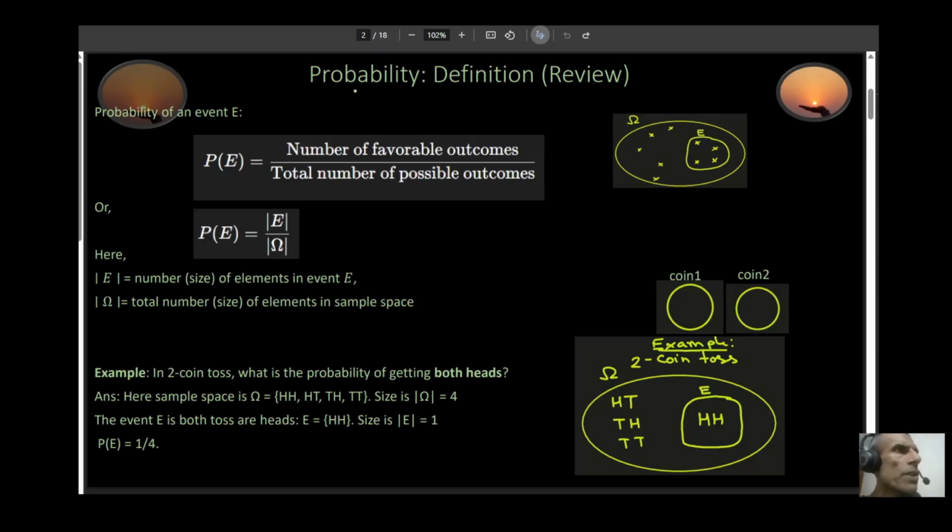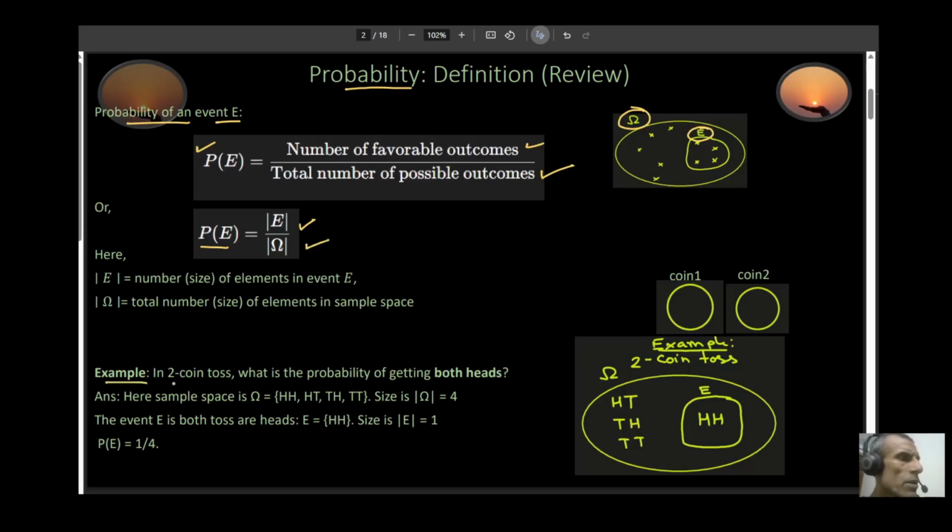So let's review the definition of probability real quick. The probability of an event E is defined by this expression. It is equal to the number of favorable outcomes divided by the total number of possible outcomes. If omega is your sample space and E is a subset of omega, then the probability of E is given by the size of your event E divided by the size of your sample space.